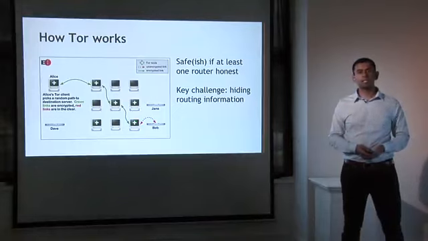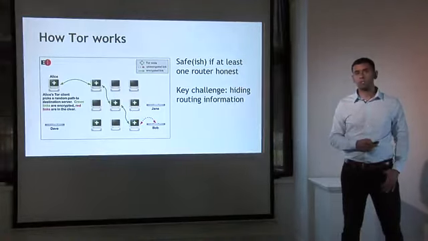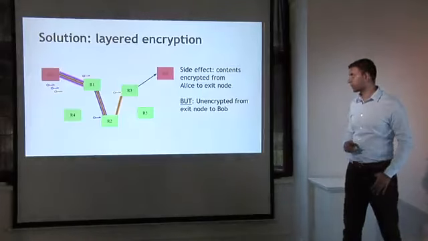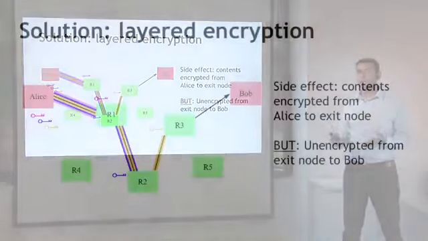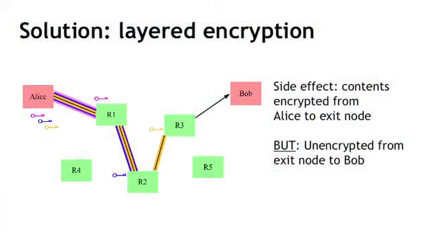Let's look in more detail to see how this encryption works. It's a specific way in which encryption is used. It's called layered encryption. It resembles an onion, so that's why onion routing is a related concept here. So what is going on here?